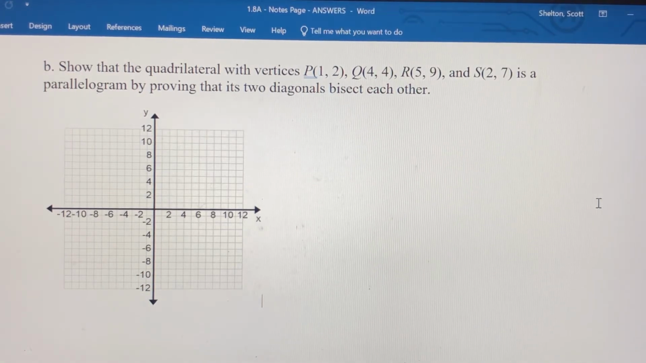We want to show that the quadrilateral with vertices at P, Q, R, and S is a parallelogram. If you think back to when you were studying parallelograms, one of the rules for all parallelograms was that the diagonals bisect one another. We need to prove that that's the case in order to prove that this is a parallelogram, and the way that we can prove that is by showing that these two diagonals share a midpoint. Let's go look at the graph real quick, and then we'll come back and show our work algebraically.